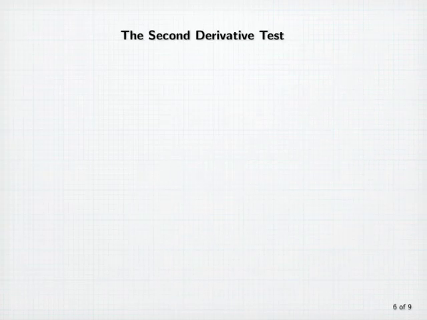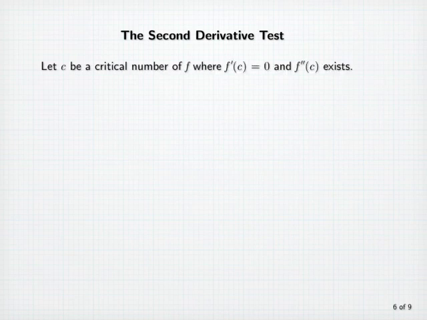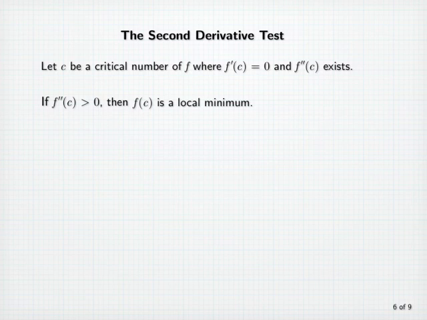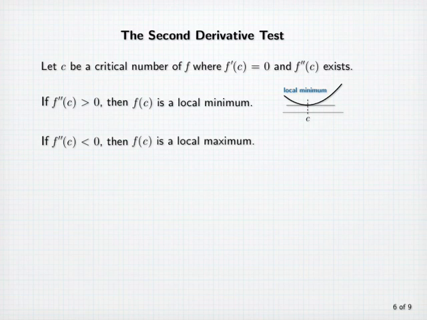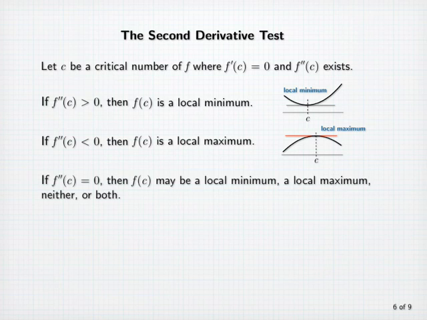The second derivative test. Let c be a critical number of f where f prime of c equals 0 and f double prime of c exists. If f double prime of c is positive, then f of c is a local minimum. If f double prime of c is less than 0, then f of c is a local maximum. If f double prime of c equals 0, then f of c may be a local minimum, a local maximum, neither, or even both. That is, the test fails.